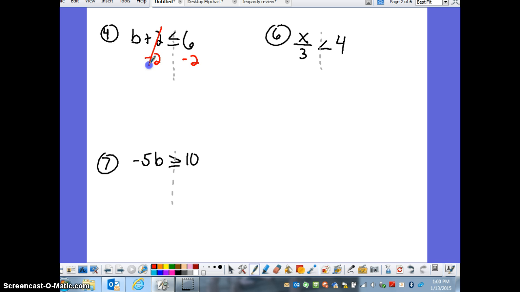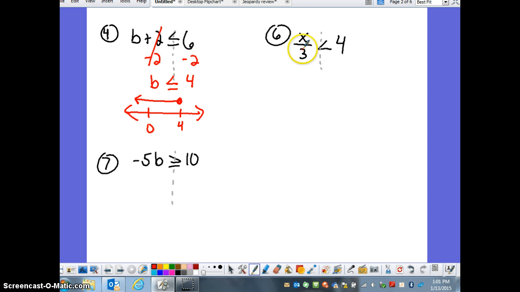So when you do one side here, you must do the other side. This is b is less than or equal to 4. Remember, you only switch your sign when you multiply or divide by a negative. Here I subtracted, so I do not multiply or divide. I want to see your 0 and your 4. It's a closed dot at that 4, and it's going to be everything to the left since it is less than. Number 6, very similar.